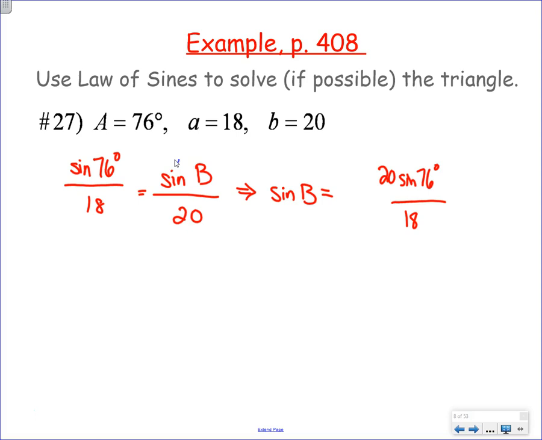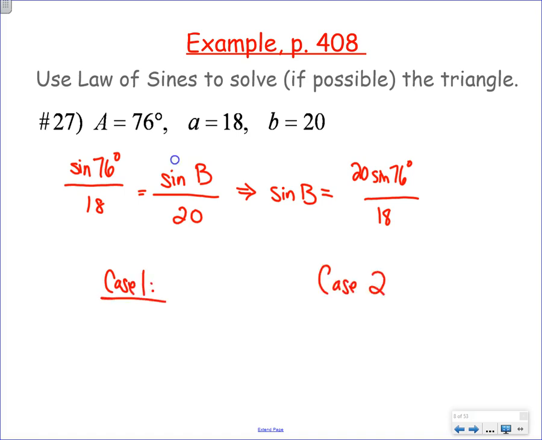You guys agree? With the law of sines, when you're thinking about needing to take sine inverse, hopefully your brain will soon, and very soon, if not already, immediately jump to, ooh, I had to check two cases.